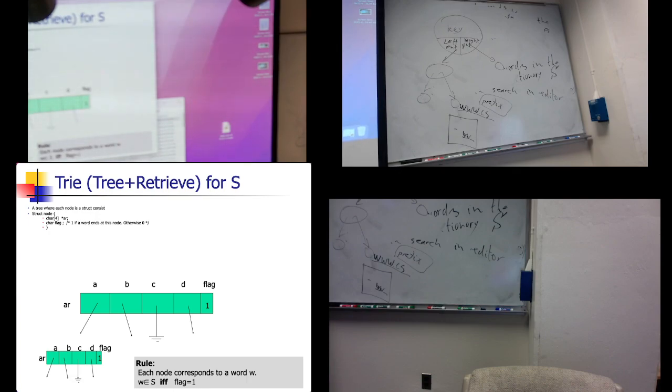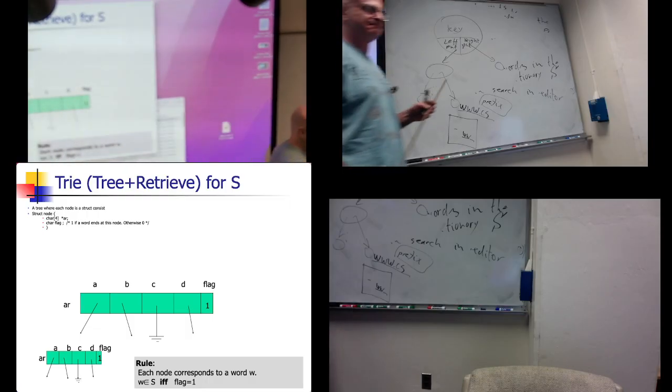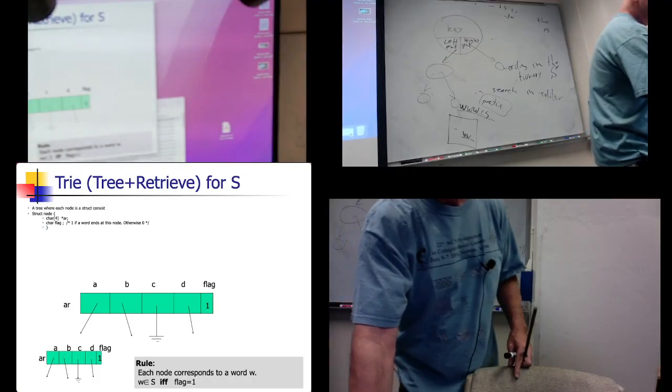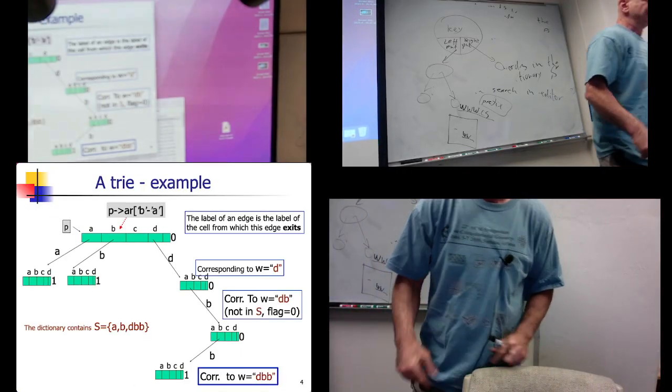Trie, what is this brilliant branding, is the combination of tree plus retrieval.